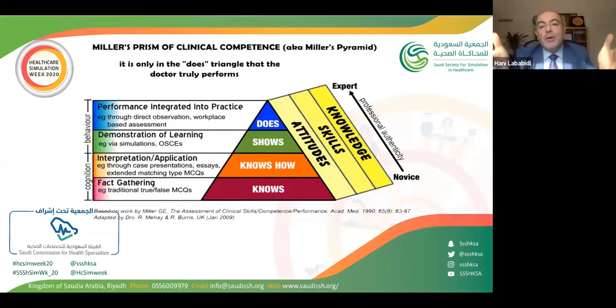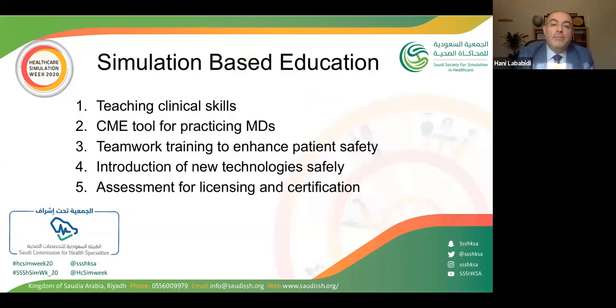So this is the whole idea about adult learning, where we want to teach the learners, physicians or nurses, different skills, attitude, and knowledge, and really in a different pattern, so you can go in with proficiency and to mastery level at the end, if we can reach that.